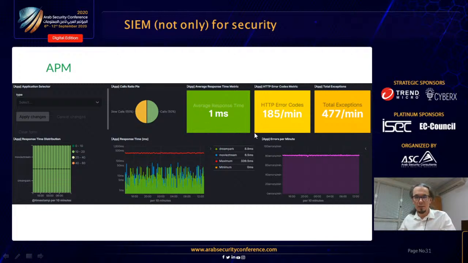average response. Then we have, for example, HTTP error codes per minute. The yellow color here indicates that this is not the best outcome: 100, 150 and 85 per minute. Then we have the total exceptions per minute, which is 477, where the orange color indicates that it is more than expected, or not satisfactory.